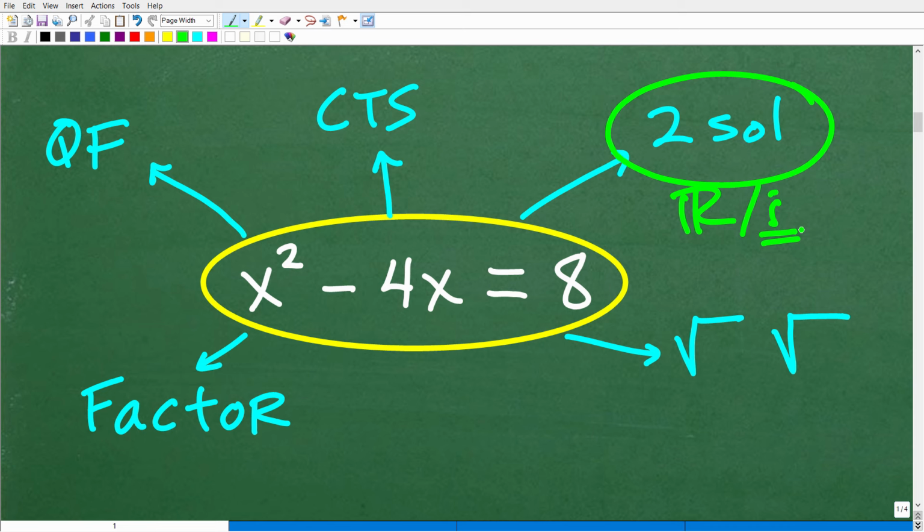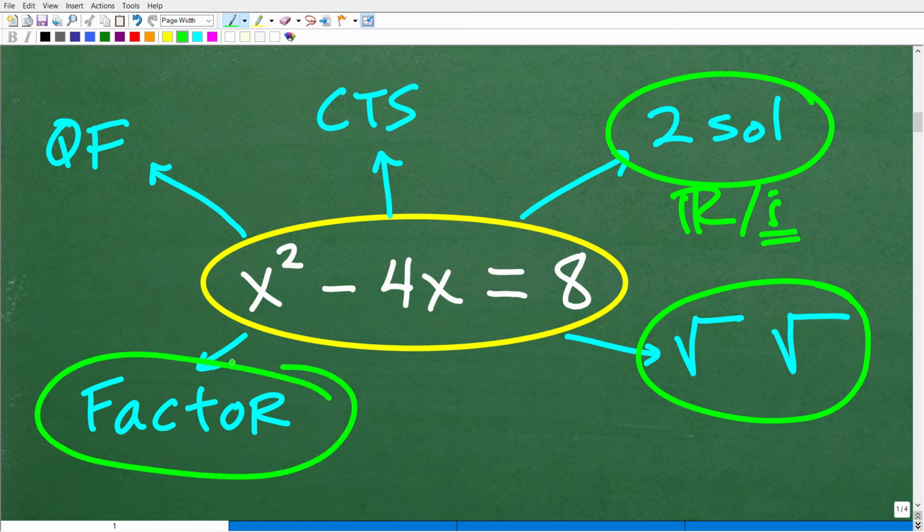Now, sometimes you can take the square root of both sides when solving quadratic equations. It all depends on the format or the type of equation that you're dealing with. Sometimes you can do this, but sometimes you can't. Sometimes you can factor a quadratic equation, but sometimes you can't. Now, if you can take the square root of both sides, you should use this as your primary method, okay? If you can factor, you should do that.